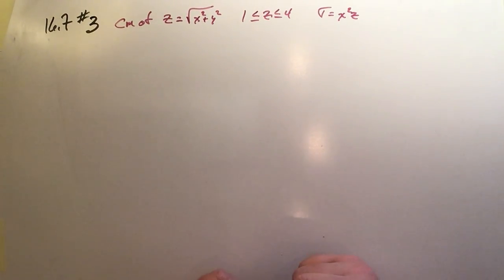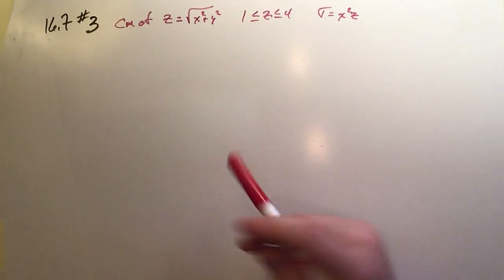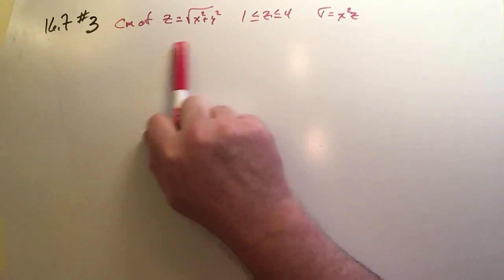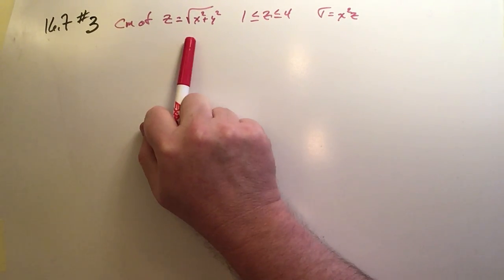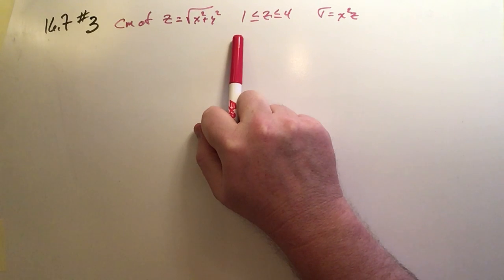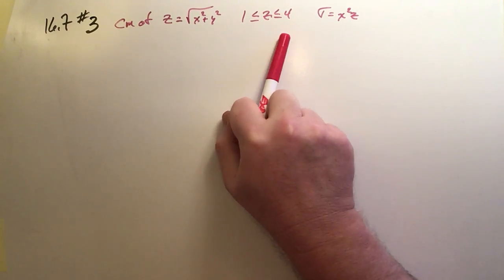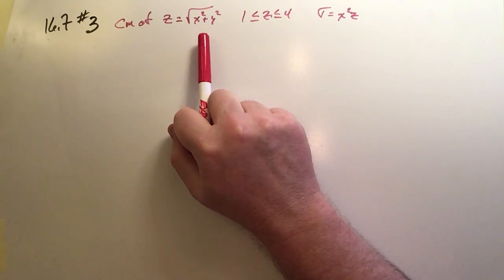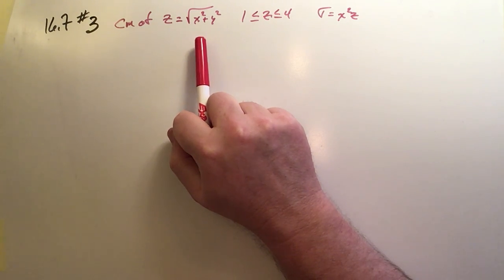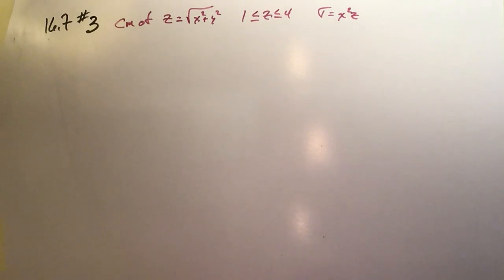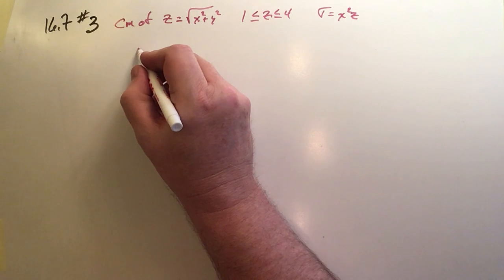This is 16.7, number 3, another center of mass question. So we want to find the center of mass of this surface, and this is a cone between 1 and 4 for height. Because it's a cone and it's based on a circle, I'm going to parameterize it as a circle. So here's the parametric.